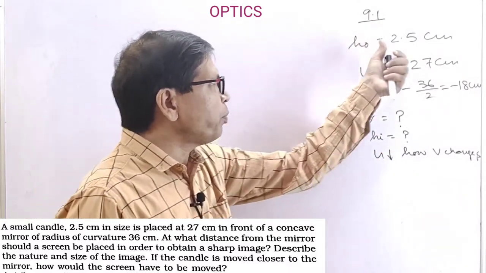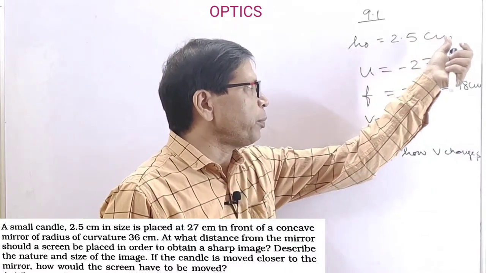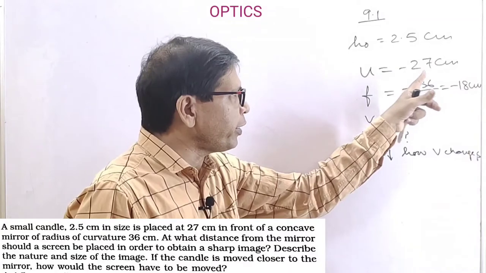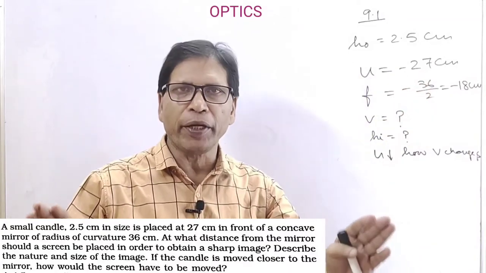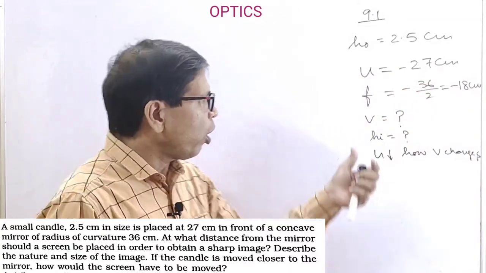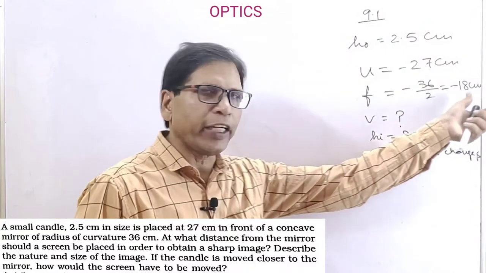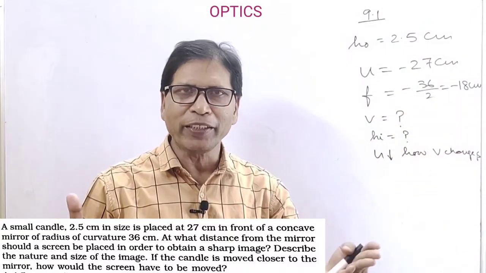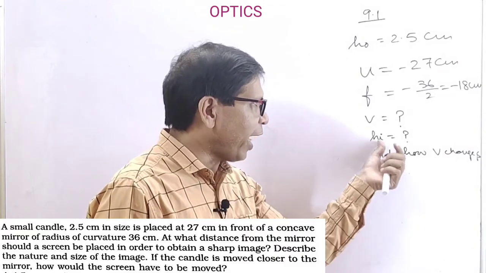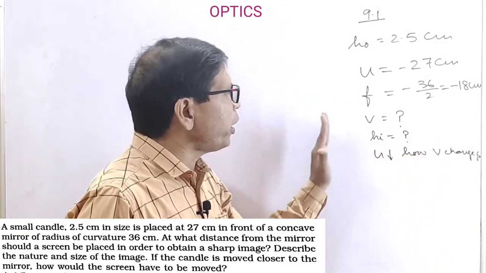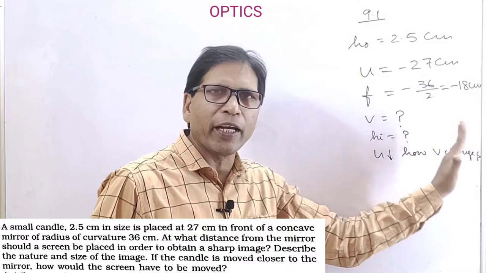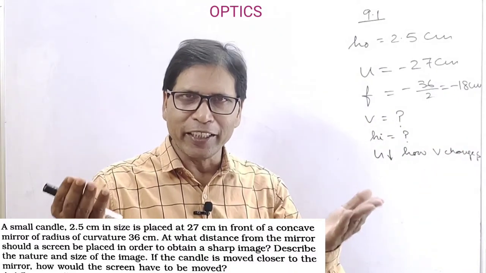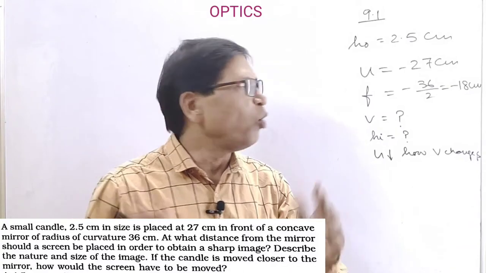Now look at this NCERT numerical 9.1. An object of height 2.5 cm is placed at a distance of minus 20 cm in front of a concave mirror of focal length 18 cm. We have to calculate the position of the image, nature and size of it. If the object moves towards the mirror, in what direction should the screen be displaced? Okay, now look at this.